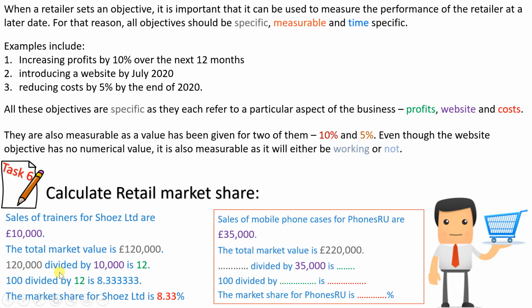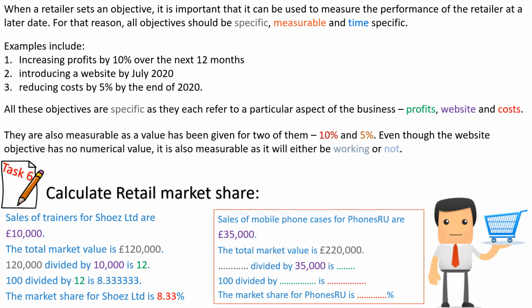So 120,000, which is the whole market, divided by 10,000, which is just Shoes Limited, gives you 12. 100 divided by 12, because we're trying to find the percentage, is 8.33333. So their market share for Shoes Limited is 8.33. So that's a walkthrough of how to calculate market share.